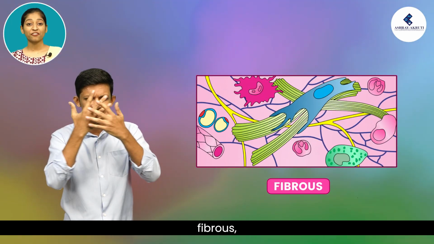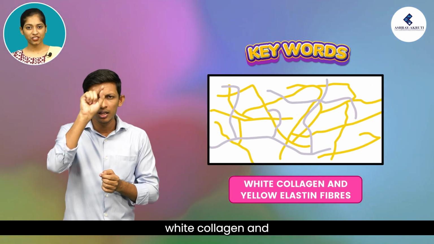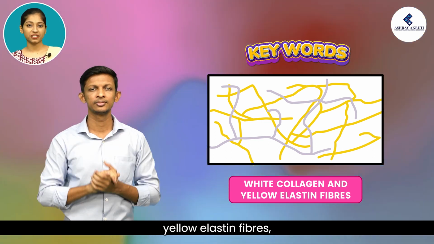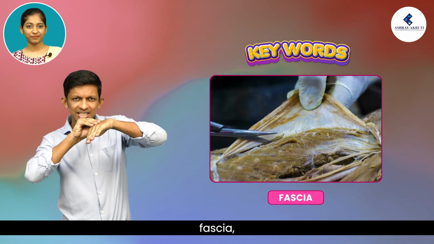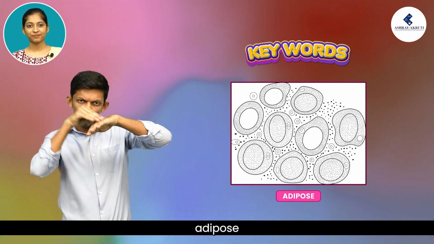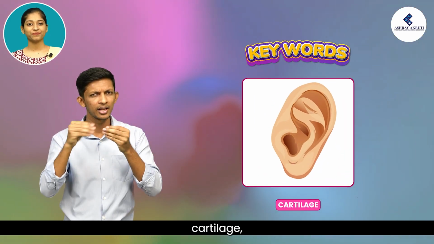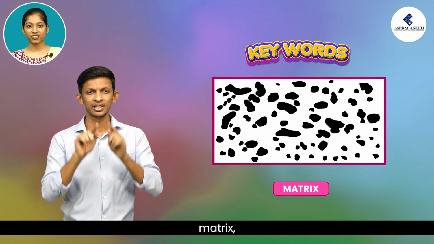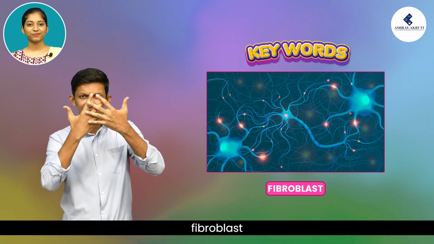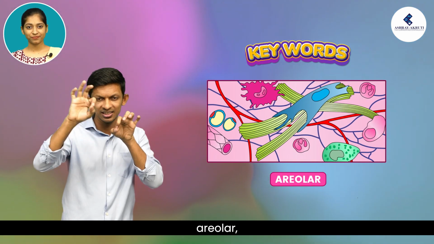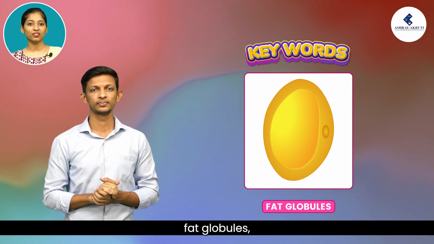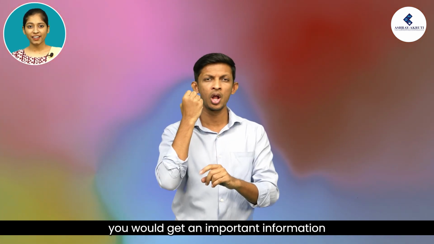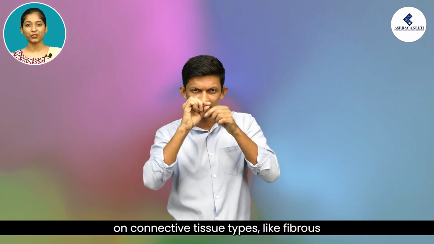Keywords: fibrous, white collagen and yellow elastin fibers, tendon, ligament, fascia, adipose, cartilage, bone, matrix, fibroblast, areolar, collagen, fat globules.